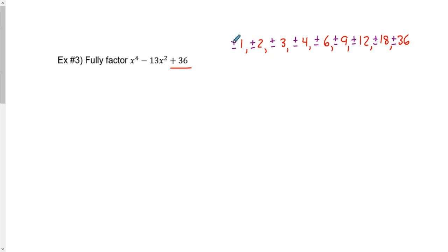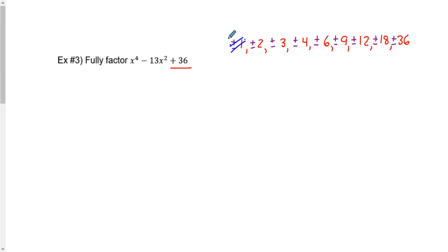I know that I'm not going to have to try out 1 because I can do that quickly in my head. I know that 1 to the power 4 is 1, 1 squared is 1, so I have 1 subtracting 13, adding 36. I know that +1 is for sure not going to work. Even -1, -1 to the power 4 is still 1. -1 squared is still 1. So I would still have +1 subtracting 13, adding 36. It's not going to come out as a remainder of 0. So a -1 also is not going to work.